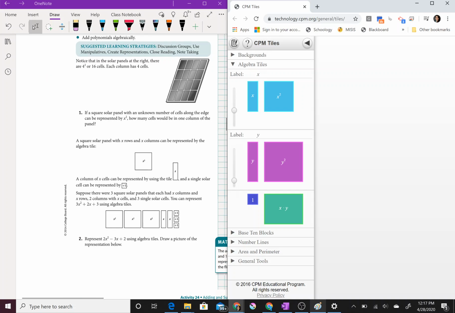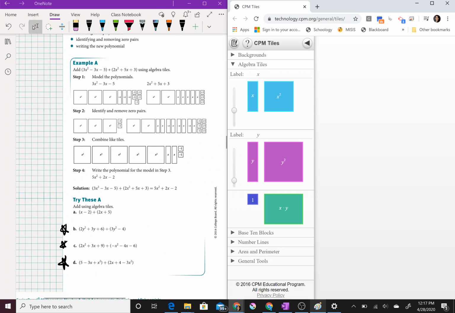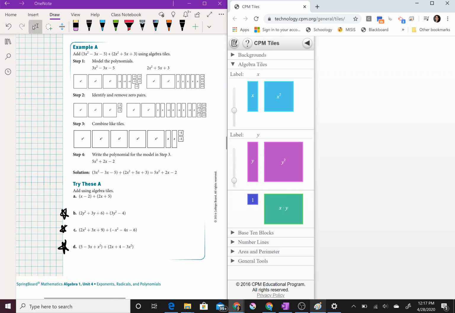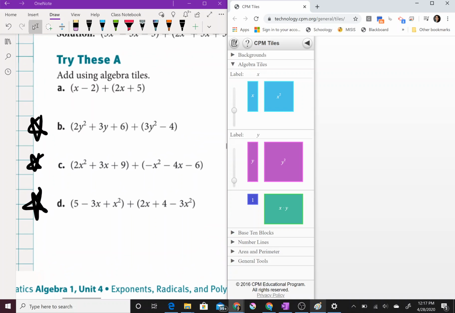form. I'm going to be using this website to show you that you can also add by using algebra tiles. So I'll go over a couple examples with that, and then you'll be able to see how you can add and subtract polynomials without needing to use algebra tiles. So say that you had these polynomials together. I'm going to start with b here. So 2y squared plus 3y plus 6, that's one polynomial, and I'm adding that with 3y squared minus 4.